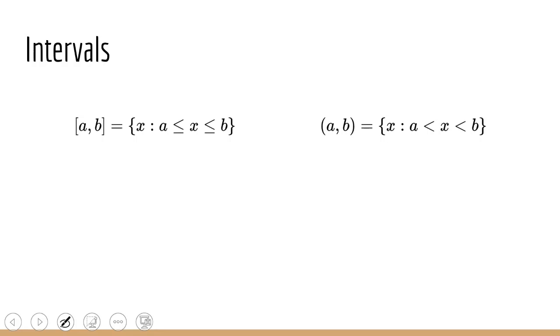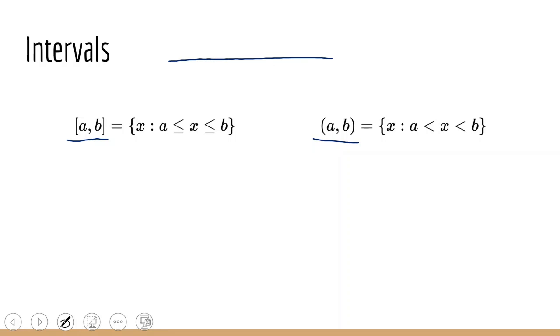Another common type of sets are intervals. These are sets of real numbers that fall between a pair of numbers. To represent it, we can use different types of brackets depending on what we are looking for. We use square brackets if we want to include the endpoints, and round brackets if we want to exclude them.